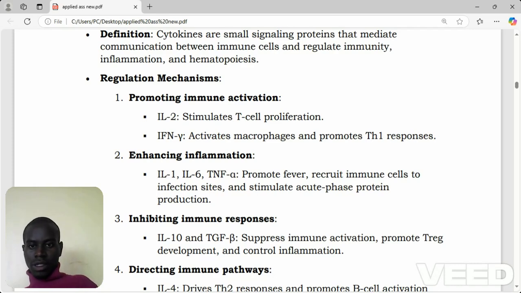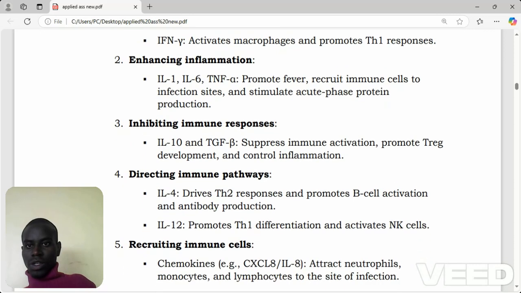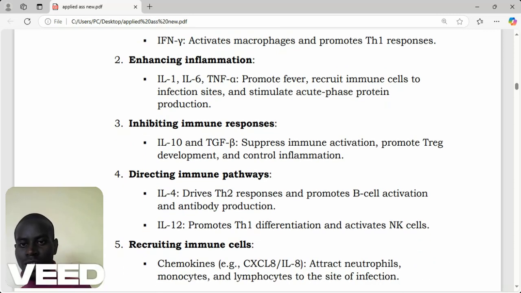Secondly, enhancing inflammation. Here, interleukin 1 and interleukin 6 promote fever, recruit immune cells to infection sites, and stimulate acute phase protein production. Thirdly, inhibiting immune responses. Here, interleukin 10 suppresses immune activation, promotes tolerance development, and controls inflammation.